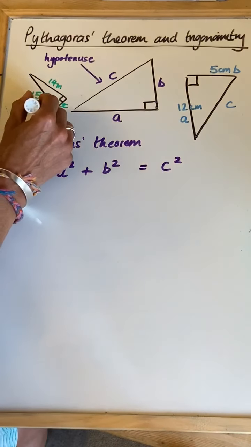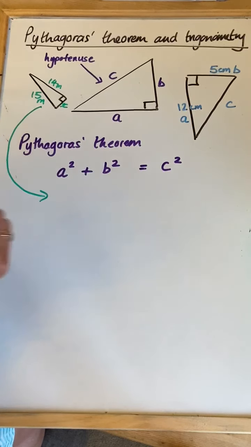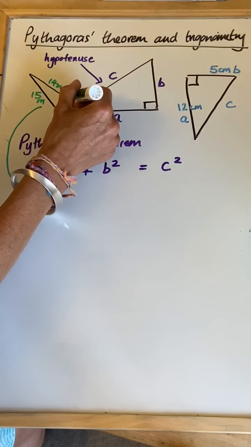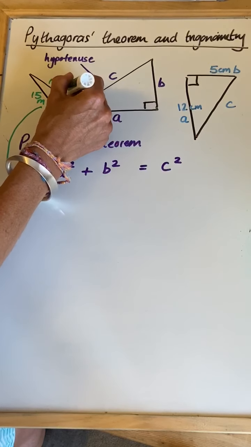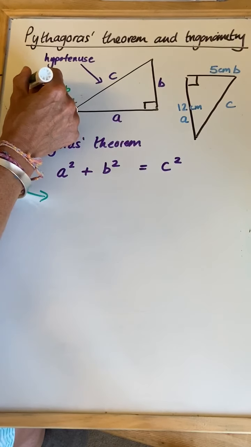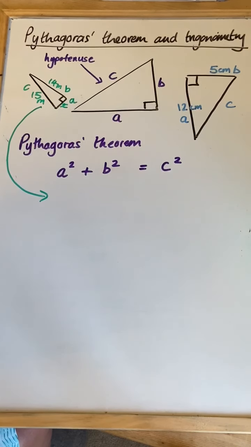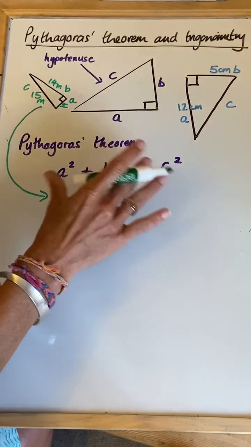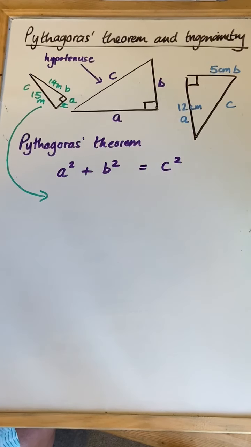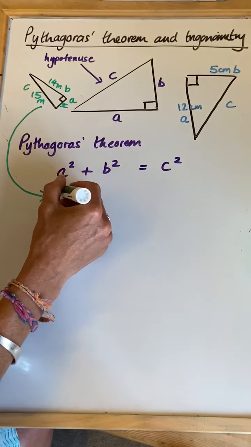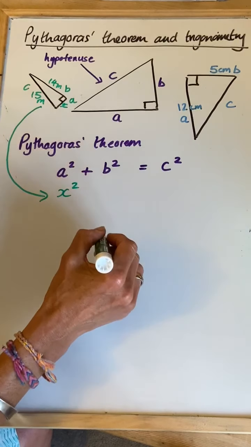So for this example, using Pythagoras' theorem, I've got my two shorter sides, A and B there, and I actually know my hypotenuse, my longest side length, it's 15. So we could rearrange this, but actually I'm just going to substitute my numbers straight in. I'm going to substitute in what I know. I don't know A, I've just called it x, so I'm going to call that x squared.